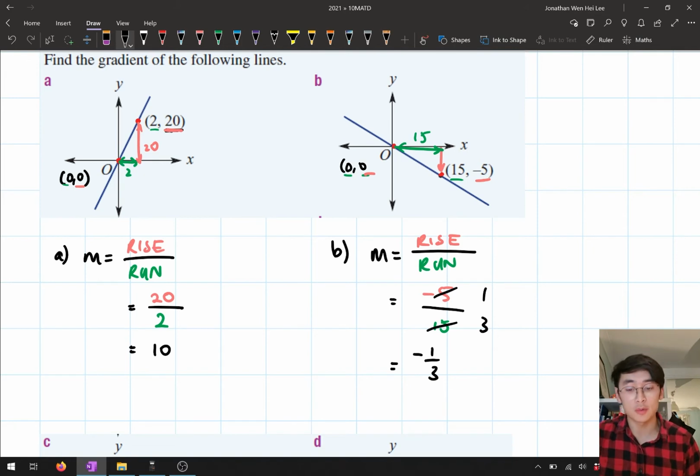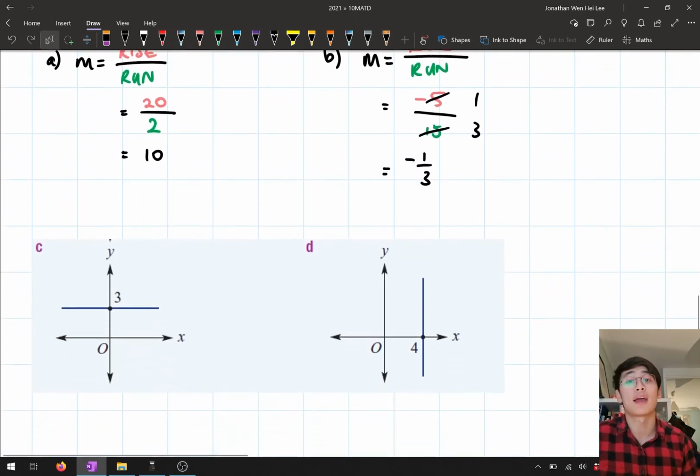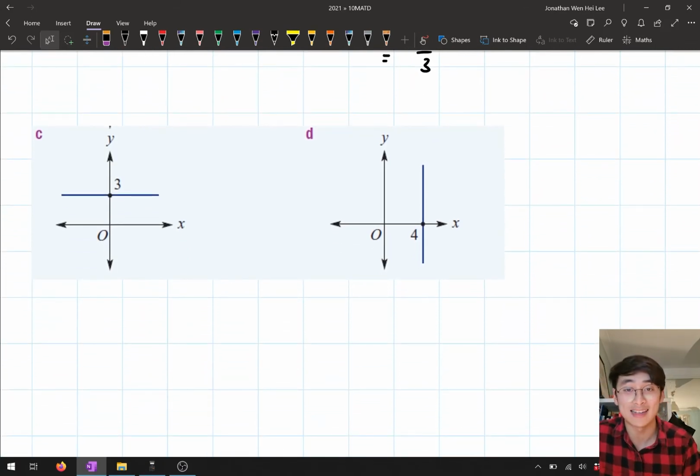Okay, so that's my first two examples here. When we're trying to find the rise over run with our coordinates, if we're starting from the origin, we're just looking at what the y coordinate is for my rise, and for my run, I'm just looking at the x coordinates. So rise is going to be with my y coordinates, run is going to be with my x coordinates. Okay, there's two more in this set, and then we're going to have a look at another set after this. But these are two special lines.